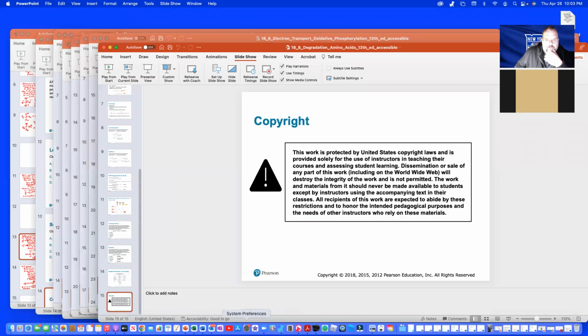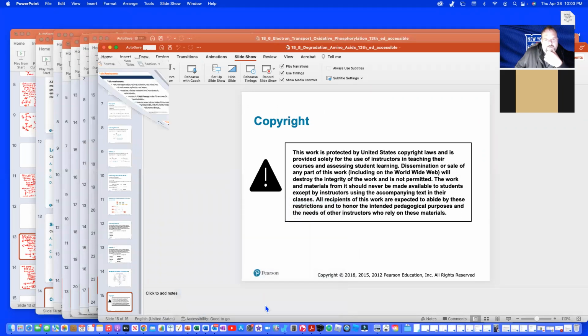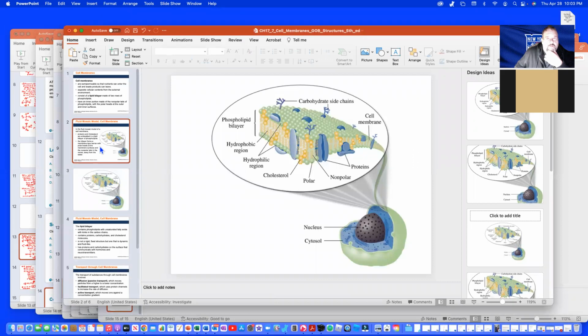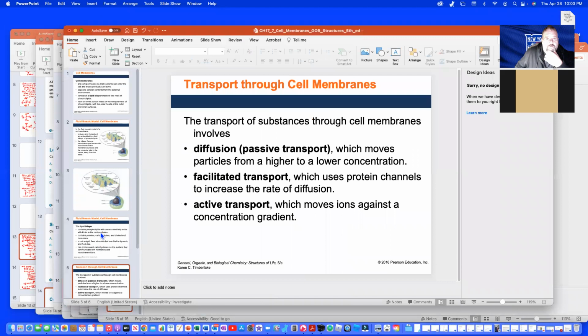And I think cell membranes, fluid mosaic model. Yeah, we'll just touch on this quick.